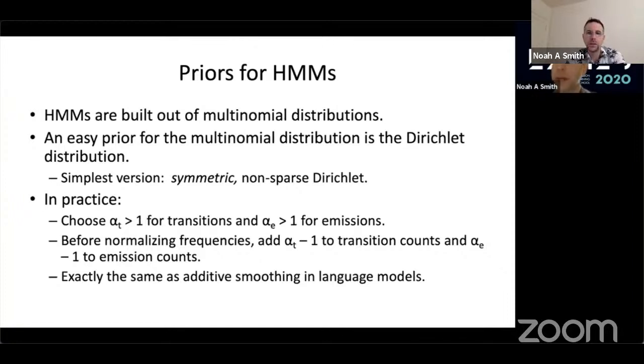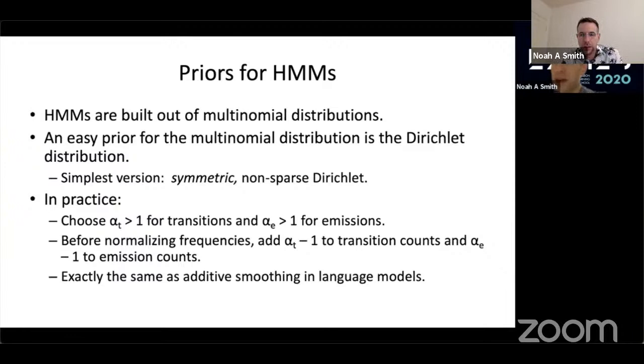For transitions, you pick a value alpha t greater than 1. And for emissions, you pick a value alpha e greater than 1. Basically, the bigger the values you pick, the more strongly you're encouraging the probability distributions in your model to move toward uniform, or to be a little bit more flat rather than peaky. In practice, before you take your frequencies and normalize them, you add something to the counts. You add alpha t minus 1 to the transition counts, a positive value, and alpha e minus 1 to the emission counts, also a positive value.